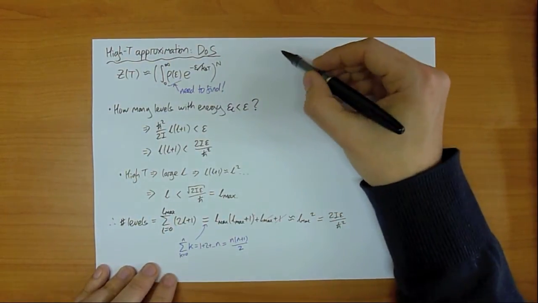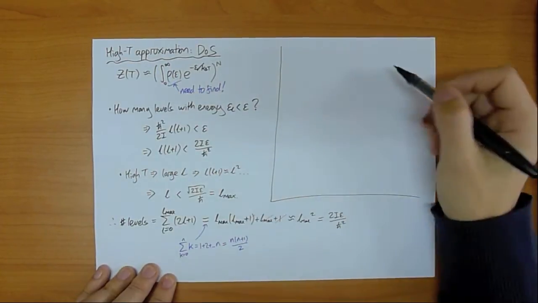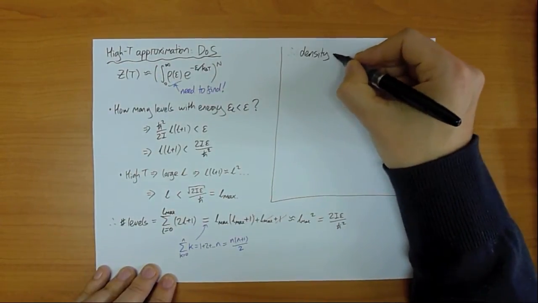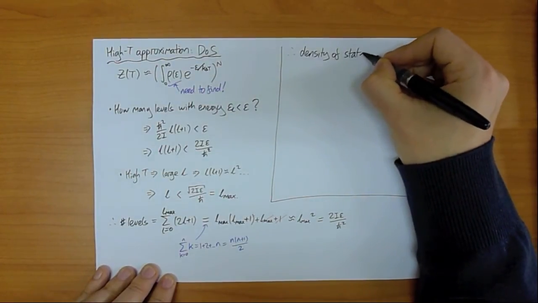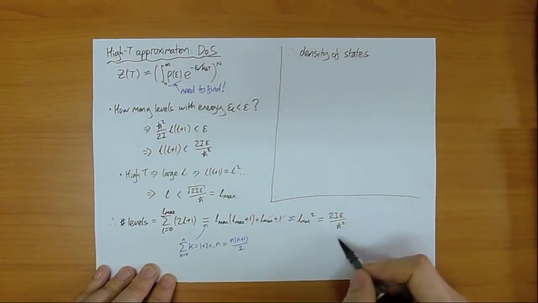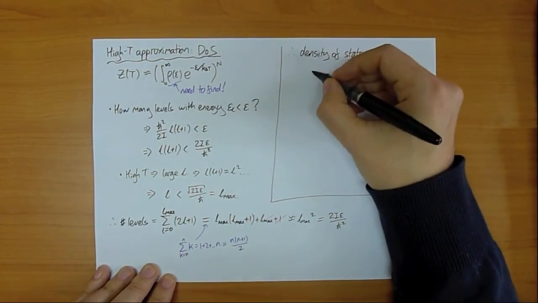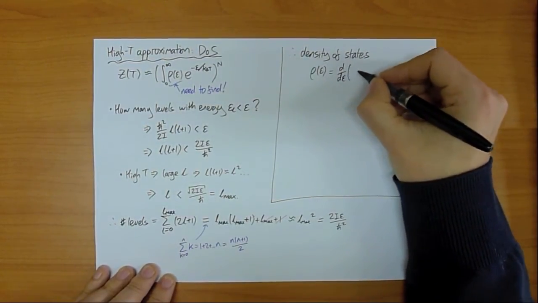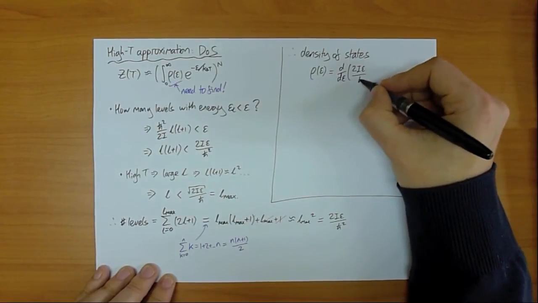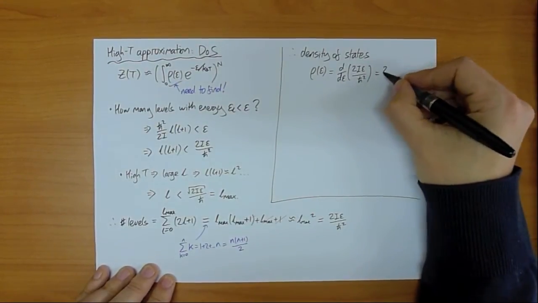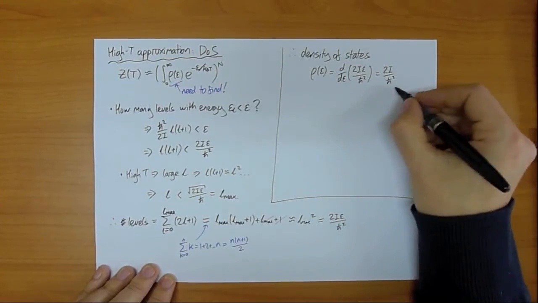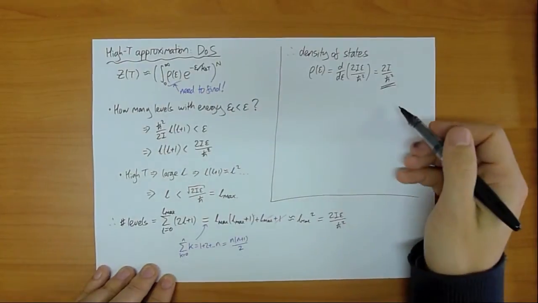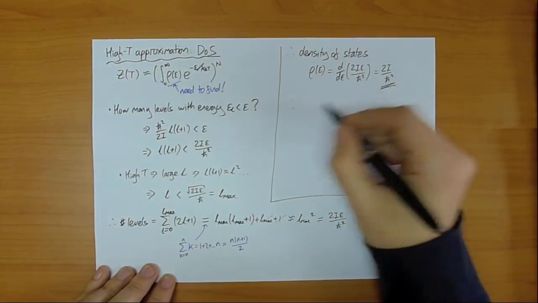Therefore, the density of states is just given by the derivative of this function. So rho of epsilon is d by d epsilon of 2I epsilon over h bar squared. That's dead easy. This is 2I over h bar squared. Now we can put this back into our approximation for Z, and you get a straightforward integral.